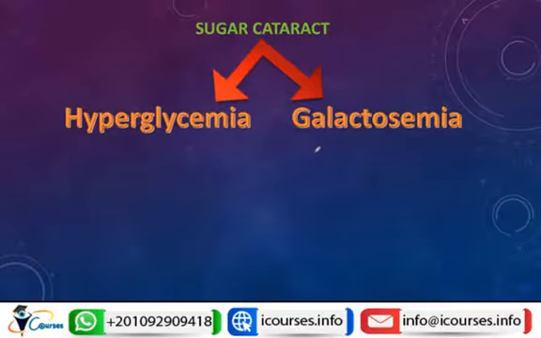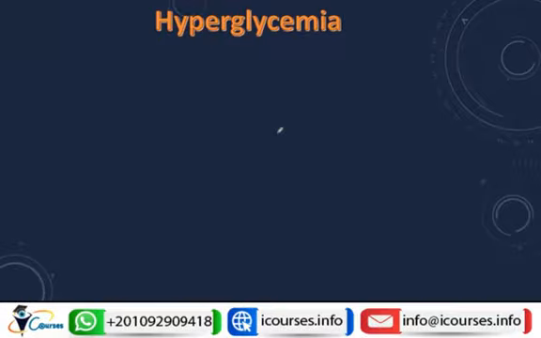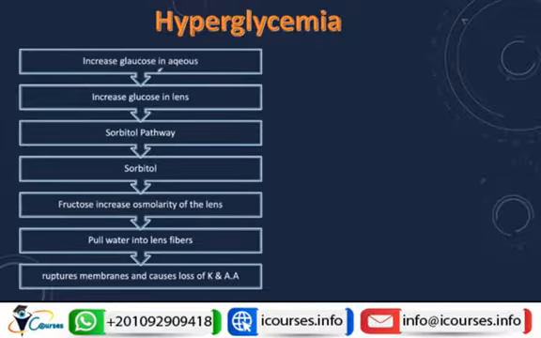Sugar can also cause cataract. This can be through two mechanisms: either an increase of the blood glucose, hyperglycemia, or galactosemia, an increase in galactose. So, for example, what are the mechanisms responsible for cataract formation in hyperglycemia? If there is increased glucose in the aqueous, this will be absorbed by the lens. So glucose will enter the lens.